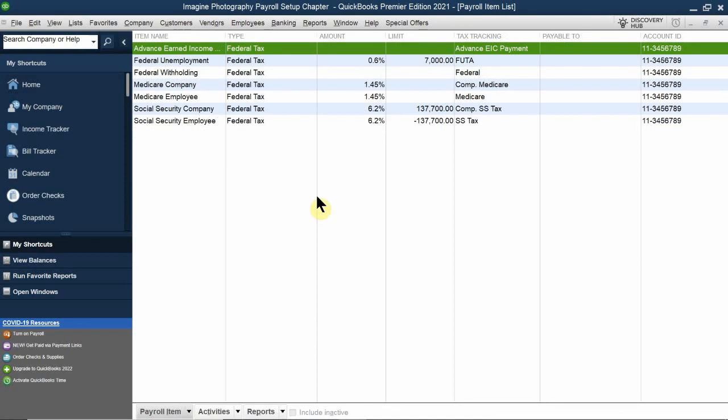If you select yes, I have employees, right, this is going to automatically populate your payroll items with your standard federal taxes, okay? Because every business is going to have to pay into federal taxes, okay?